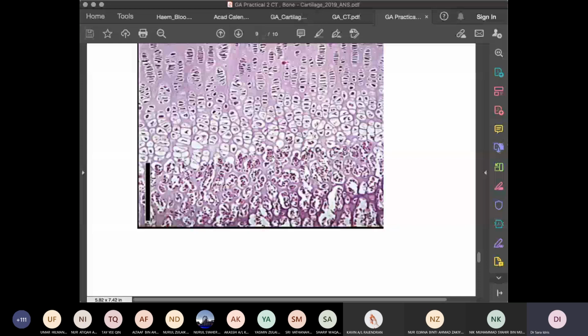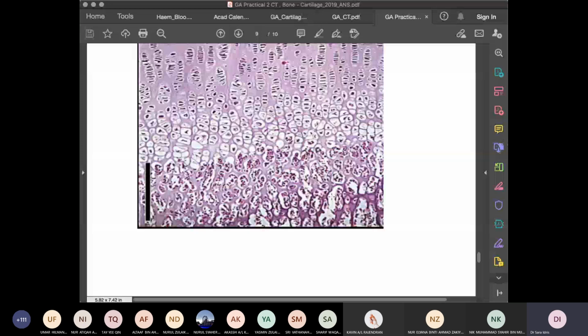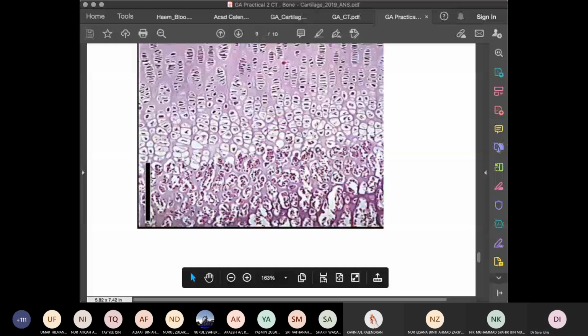And then lastly, the cartilage itself will undergo ossification. You can see that the lacunae are all mashed up together. They appear to be one big mass, with no division anymore between each lacuna. So this here would be the zone of ossification. You can see the difference between this zone and this zone. This is calcification, this is ossification.